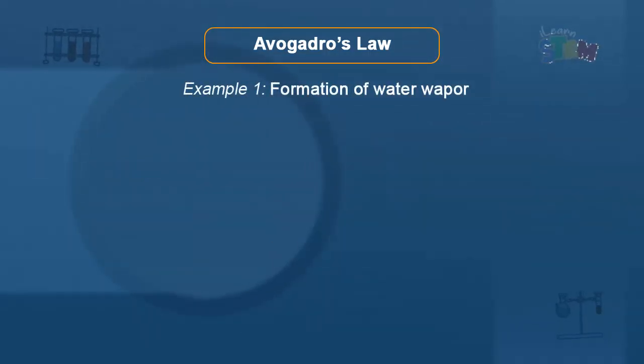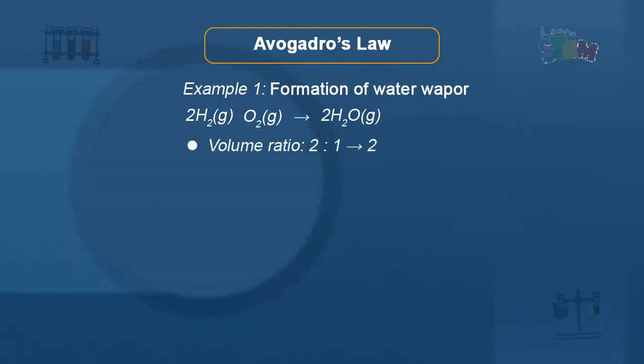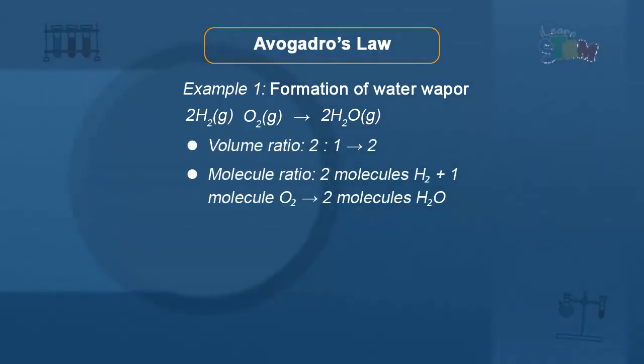Example 1. Formation of water vapor. Let us consider the formation of steam. 2 molecules of hydrogen gas react with 1 molecule of oxygen gas to produce 2 molecules of water vapor. This means the ratio is 2:1:2. This supports Avogadro's law because equal volumes contain equal numbers of molecules.